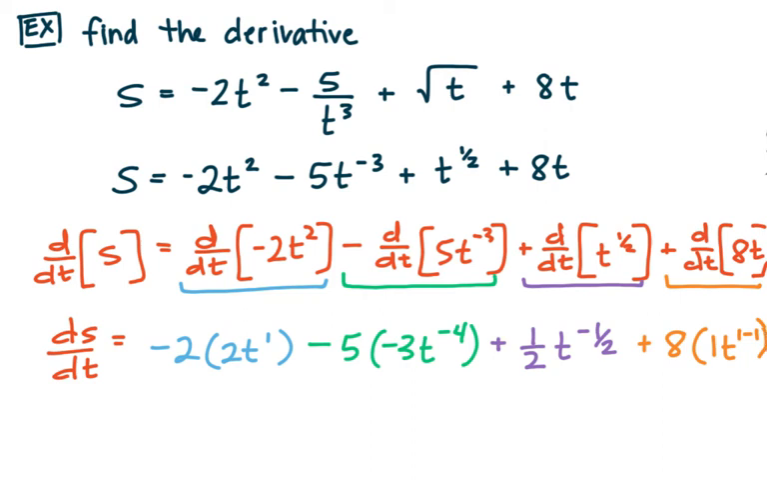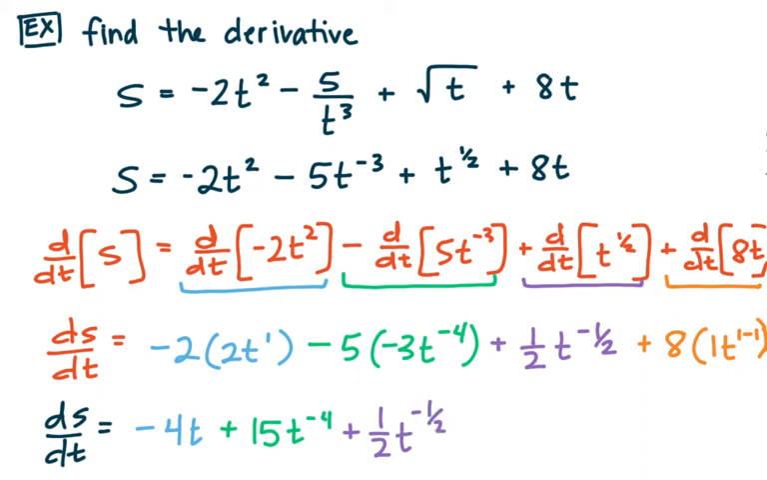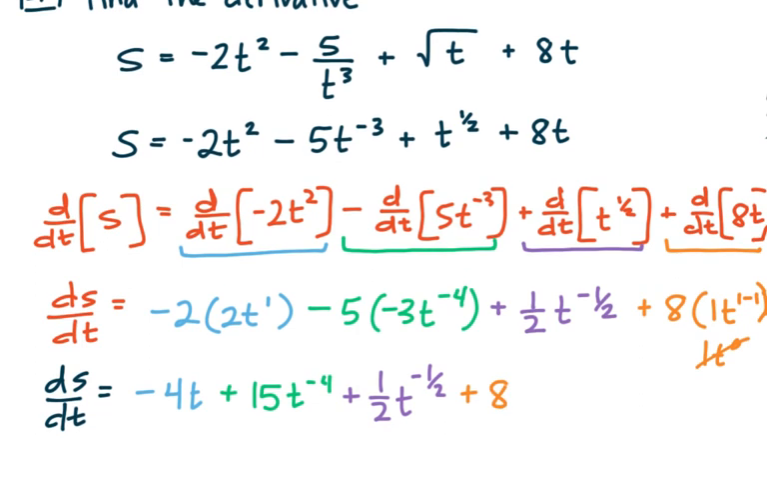So simplifying this, if I were to write my final answer, the derivative of s with respect to t is negative 4t plus 15t to the negative 4th plus 1/2 t to the negative 1/2. And then this last one, t to the 0th, that just goes away and we have plus 8.